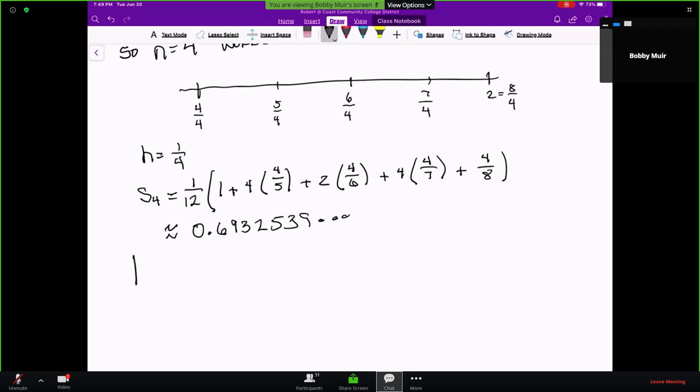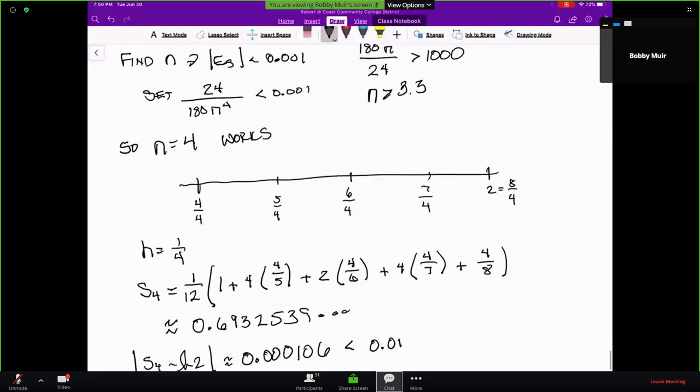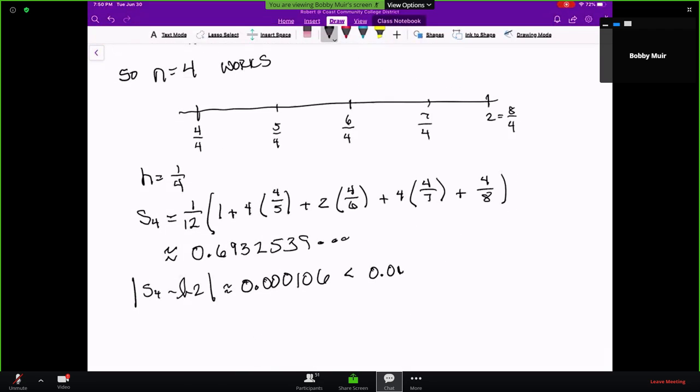0.6932539, and so on. And if I do S4 minus the log of 2, what I get is almost 0.0000106. And notice that that is far less than 0.01, or 0.001, just as we thought. So using Simpson's rule, we only have to do 4 computations to get that. Now, the beauty of Simpson's rule is that to get this level of accuracy does not require us to do a whole boatload more computations. We just kind of finish it off like that.